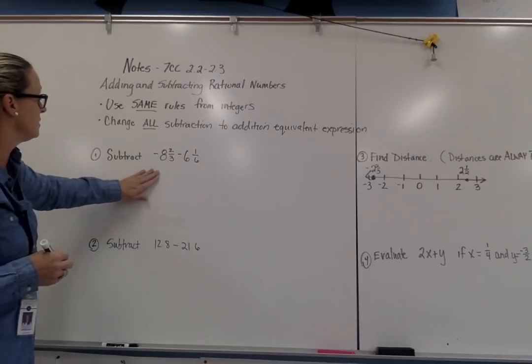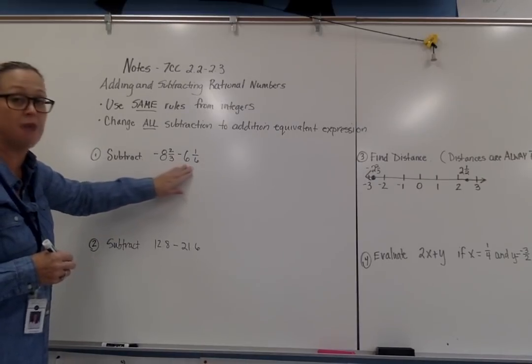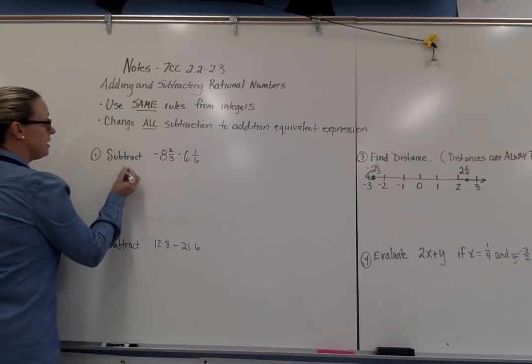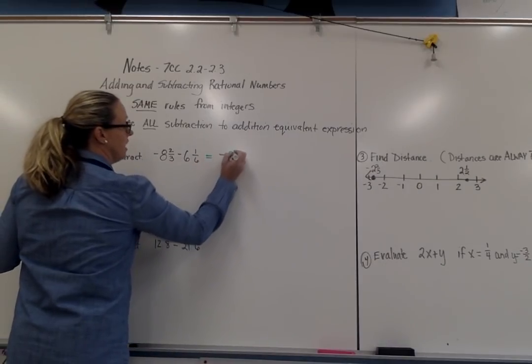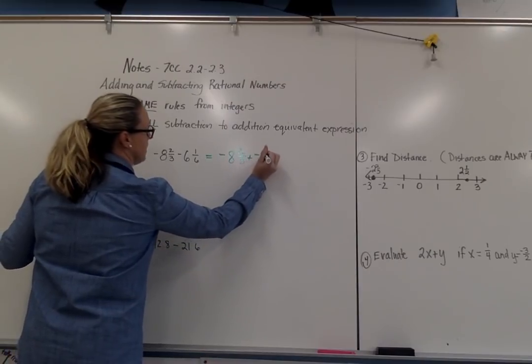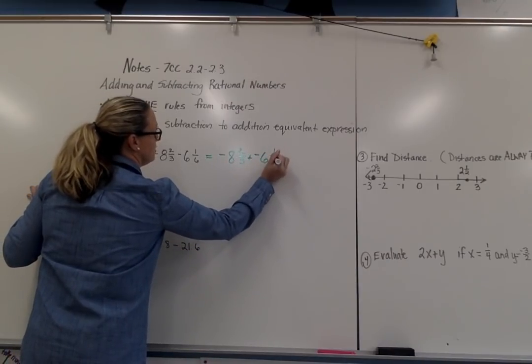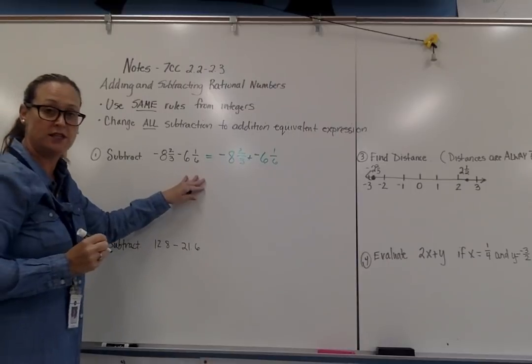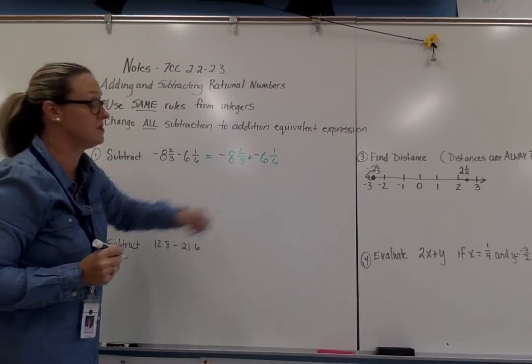The first problem is asking us to subtract negative 8 2/3 minus 6 1/6. First thing I'm going to do is create an equivalent addition expression. Subtracting 6 1/6 is the same thing as adding negative 6 1/6.